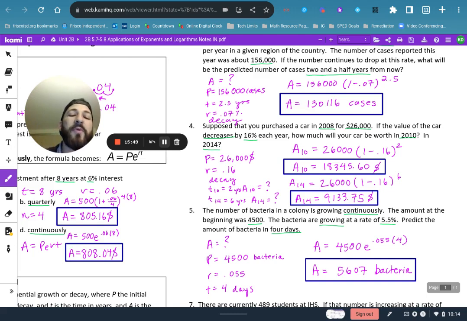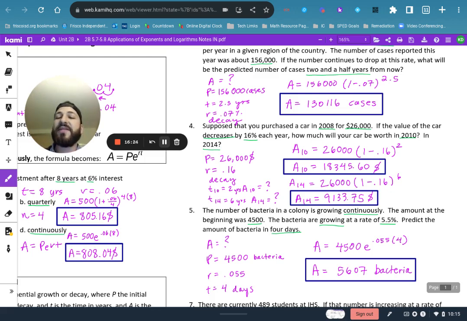It's growing at a rate of 5.5%, which gives us 4,500 for P, 0.055 for R, and then predict the amount of bacteria in 4 days. So no, you do not need to take 4 and divide it by 365 to multiply by this decimal amount of years. They gave it to us in days. They say it's growing continuously every day. So they've changed the time barrier to be in days. So instead, we're going to plug in 4 as days, and it's 5607 bacteria after a certain number of days as opposed to after a certain number of years.